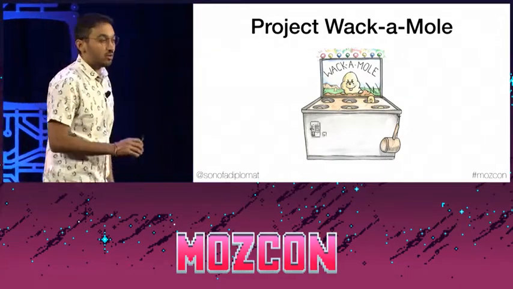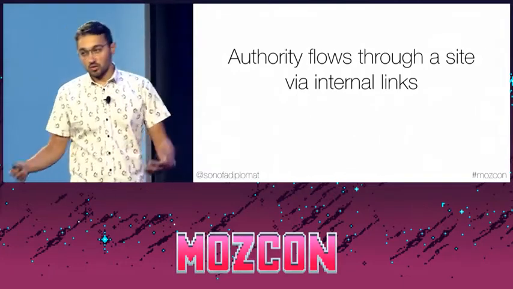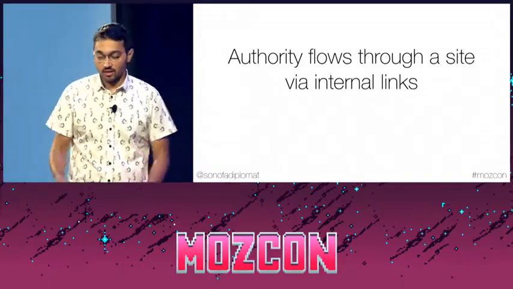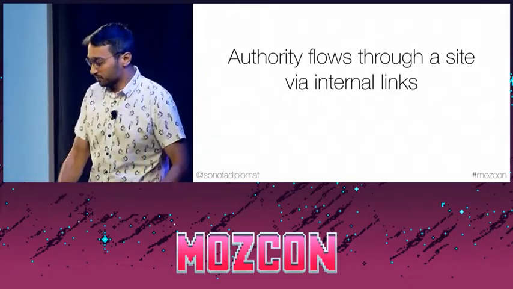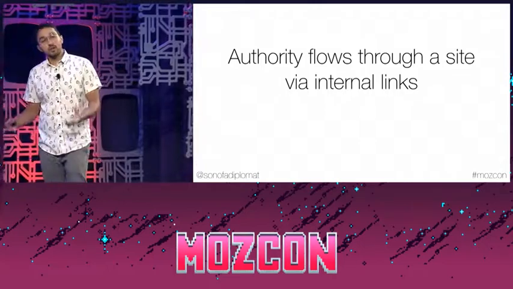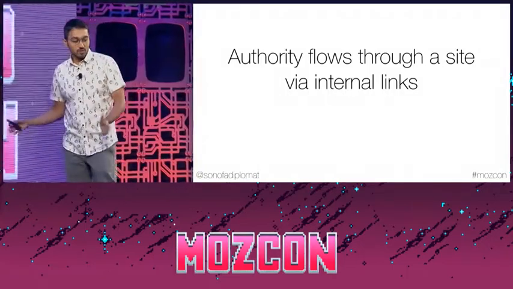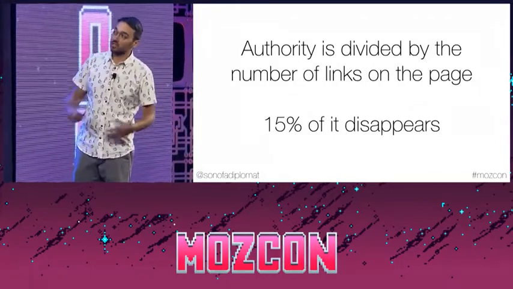So I wanted to start off with a quick 10,000-foot view of how site authority works. You get authority from external links, and then that authority passes through to your other pages through your internal links. For any given page, its authority is divided amongst all of the links on that page. 15% of it just disappears.